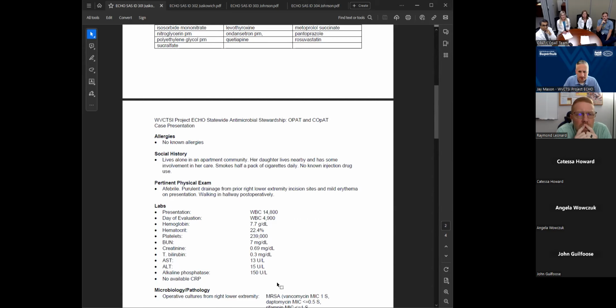No allergies. And then for social history, we also look a little bit at her home environment. So she lived alone in an apartment. Daughter was involved in her care. Did have a history of smoking, known injection drug use.